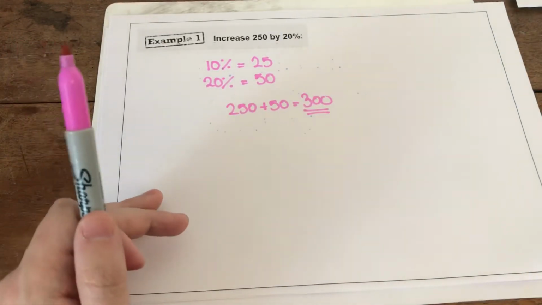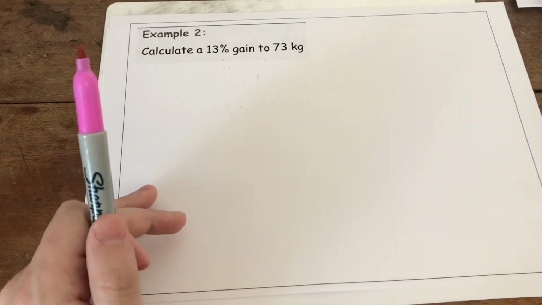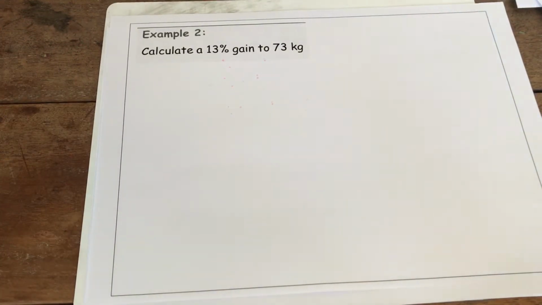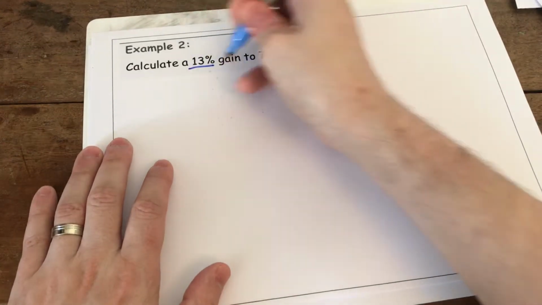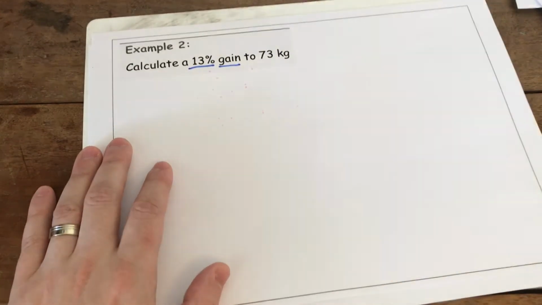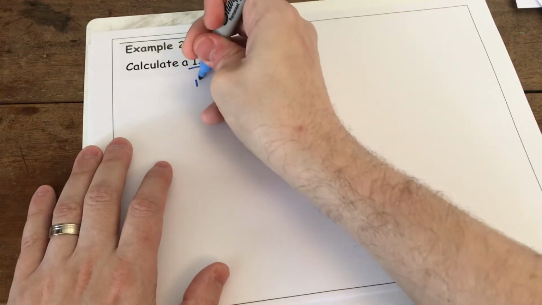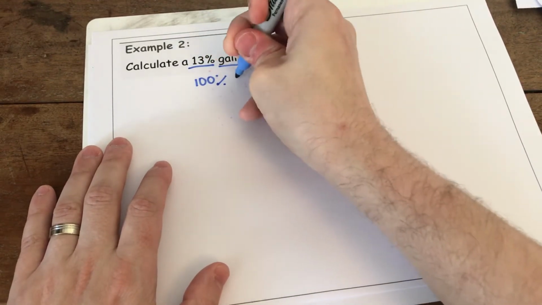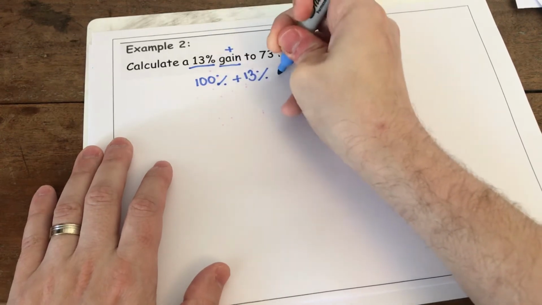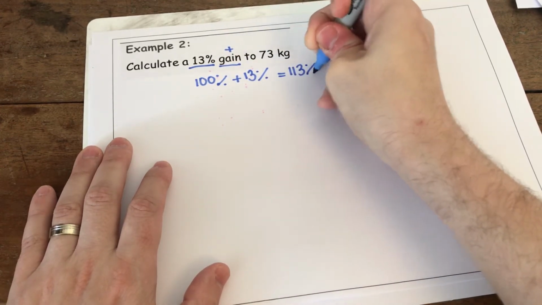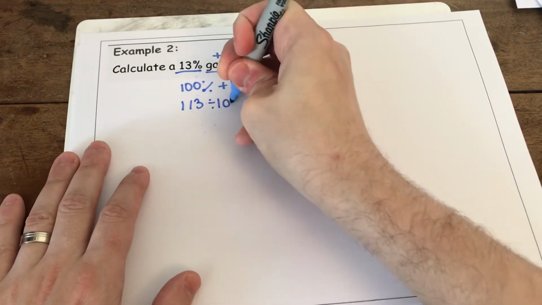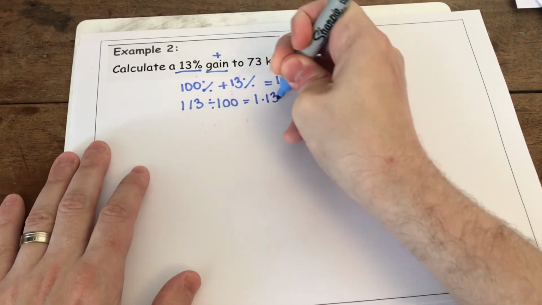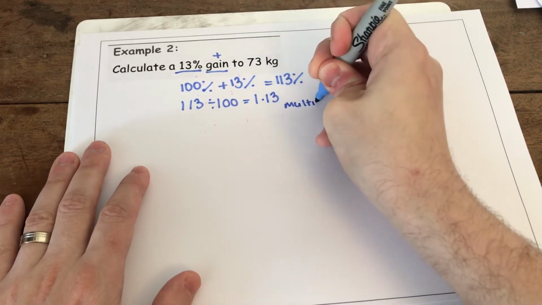So what I'm going to do is show you two more examples of how you can use your multiplier to give you some extra support on this, because it's probably the first time you've done this. So again, we're told a 13% gain. That means that it's going up, so you're going to be adding that on. So we have 100%, we add on 13%, that gives me 113%. And then divide that by 100, because a percentage is out of 100, and that gives me 1.13. That there is my multiplier.